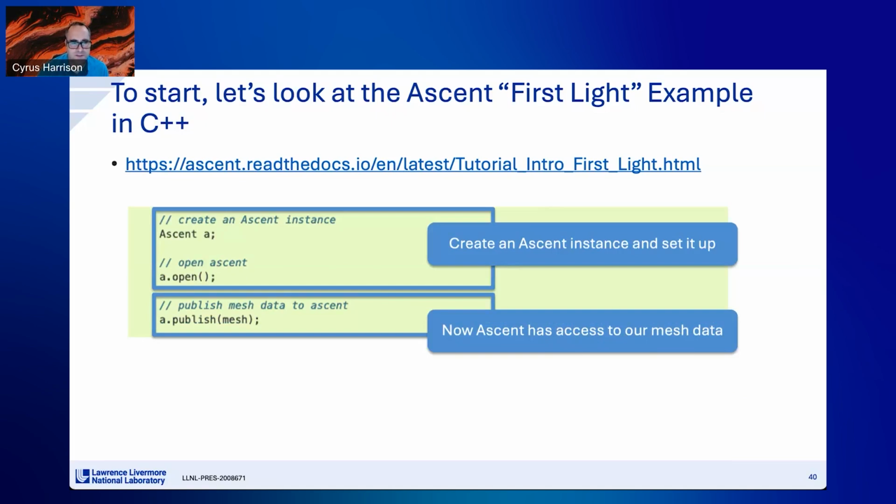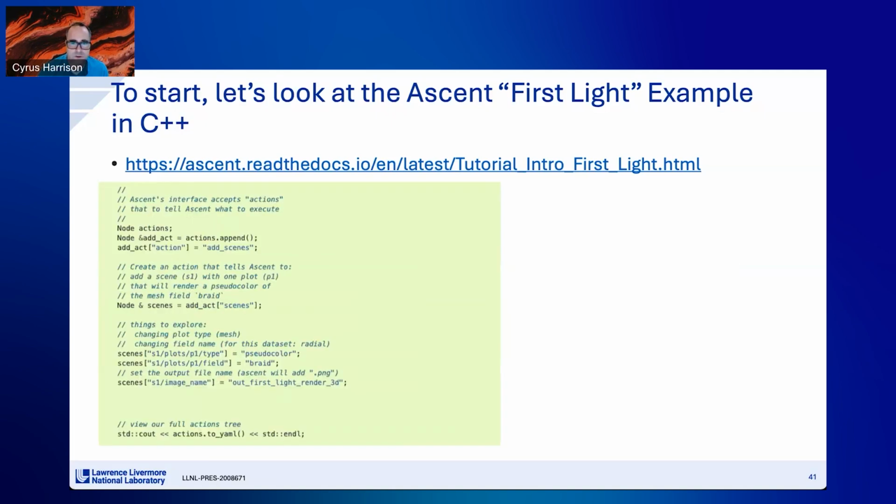And it expects the memory to still be there while you're executing and stuff like that, but it has its own zero copy access to this mesh. Now we need to tell Ascent what to do. So this example shows you how to create one of these trees that is asking it to make a scene with a plot and render out to a file.